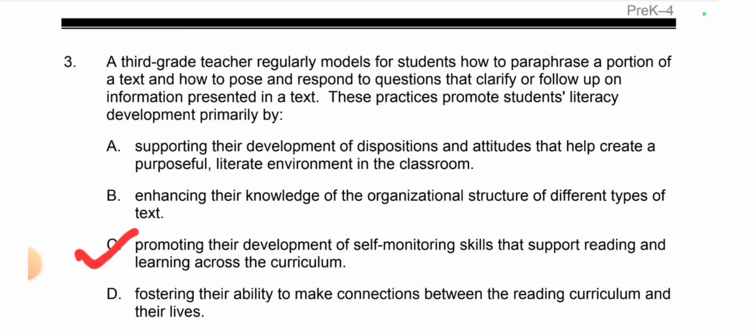Question number 3. A third grade teacher regularly models for students how to paraphrase a portion of a text and how to pause and respond to questions that clarify or follow up on information presented in a text. These practices promote a student's literacy development primarily by, answer is, promoting their development of self-monitoring skills that support reading and learning across the curriculum.